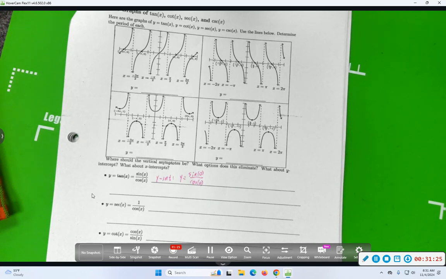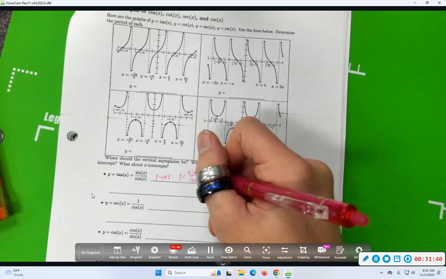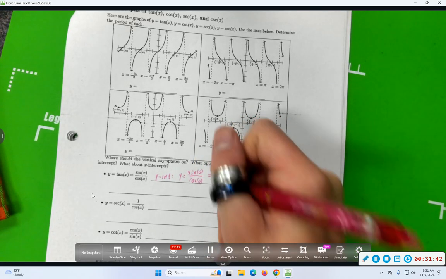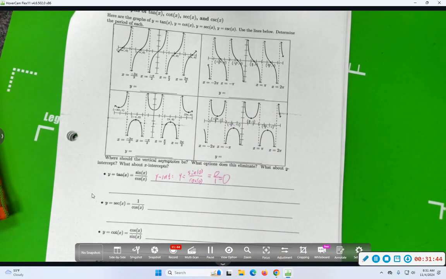Yes. What's the sine of 0? 0. Cosine of 0? 1. All right. Alternately, how many people just have tangent of 0 memorized? That's also perfectly reasonable to do. Tangent of 0, also 0. All right, so the y-intercept should be at 0, 0.